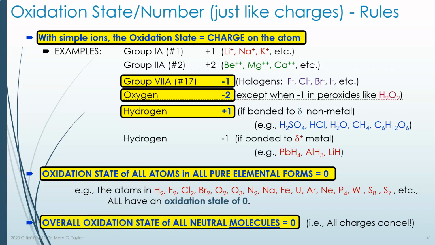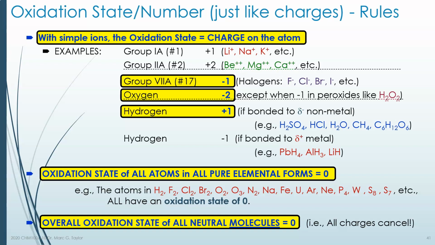Likewise, all neutral molecules have a total oxidation state. If you added all the oxidation states of all the atoms in a molecule or in a compound, the total will always be 0 unless you're starting with an ionic group, like a polyatomic ion. So all elemental forms, the atoms are all 0, and the total of any neutral compound will be 0.